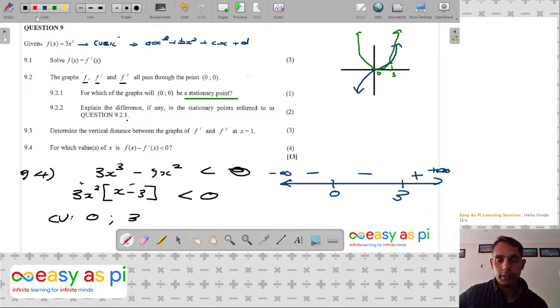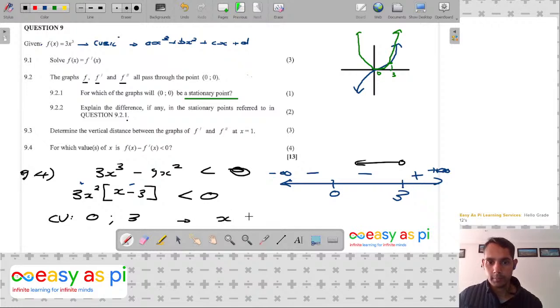So in this case, you can see my solution, where is it less than 0? It's everything less than 3, excluding 3, because at 3, I will get 0. So in that case, my answer is x must be less than 3. And that is my answer for 9.4.